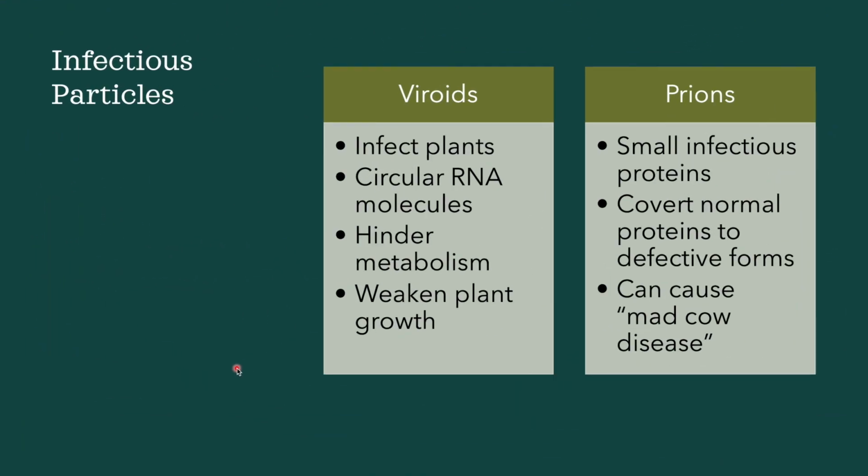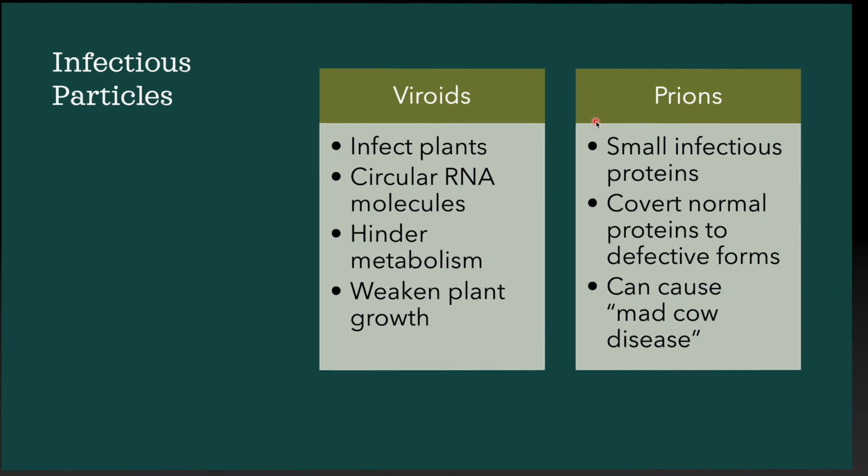Lastly, let's talk about some infectious particles that are even more rudimentary than viruses. Viroids are small, circular RNA molecules that infect plants and hinder metabolism, thereby weakening plant growth. Prions are small proteins that transform normal proteins to abnormally shaped proteins. Prions can cause mad cow disease.